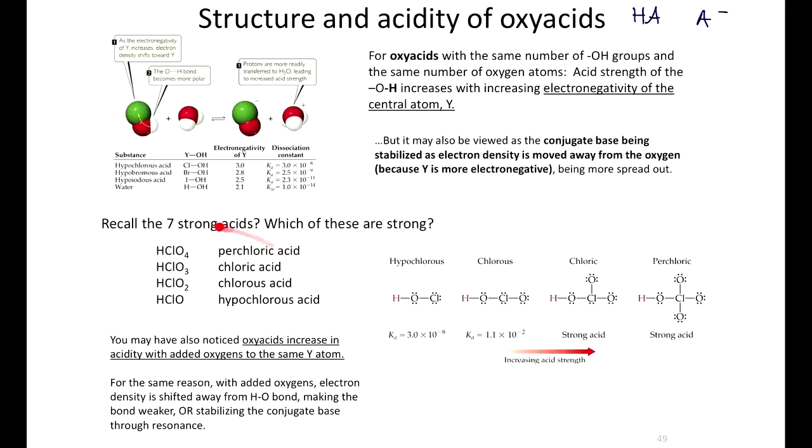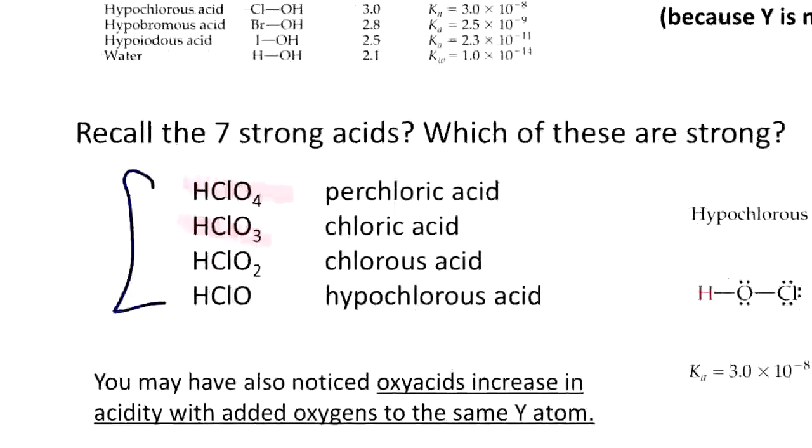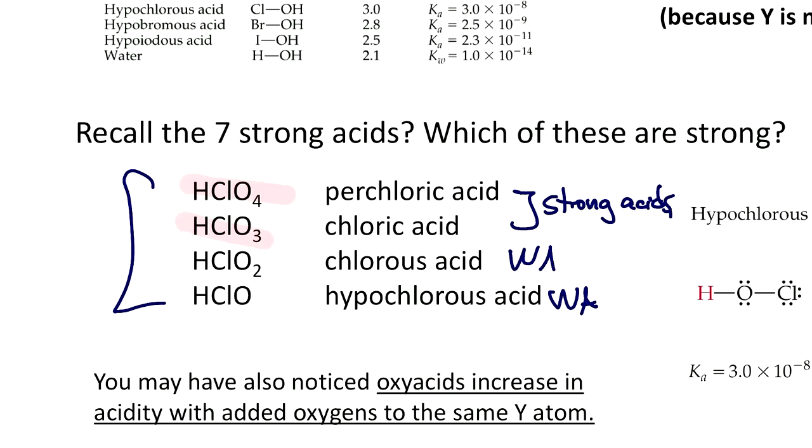Let's remember these strong acids. Part of our strong acids were perchloric acid and chloric acid. Those are strong acids, but what about chlorous acid and hypochlorous acid? What kind of acids are those? Those are weak acids, but both of these are strong acids. What's the trend here? Look, I'm taking off oxygens. When there's a lot of oxygens in my formula, it seems to be a strong acid. But as I take them off and there are fewer oxygens, they become weak acids.